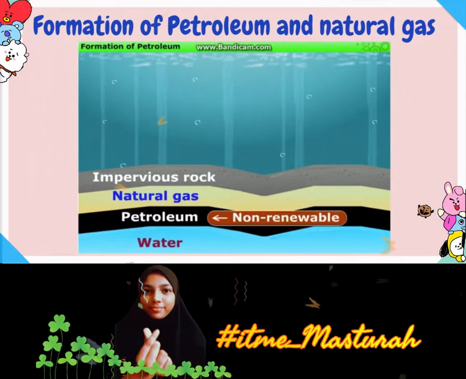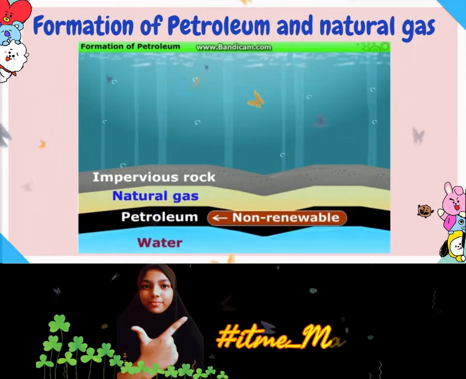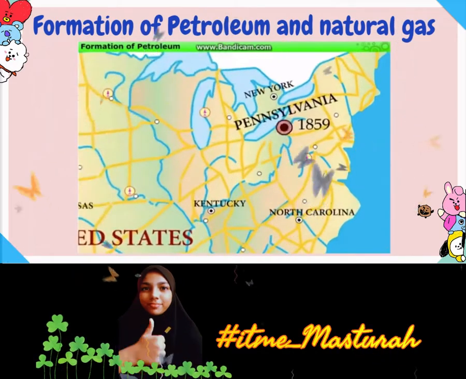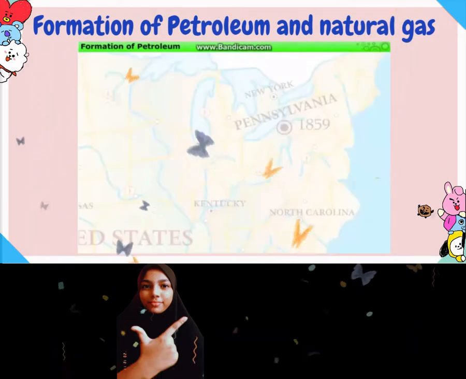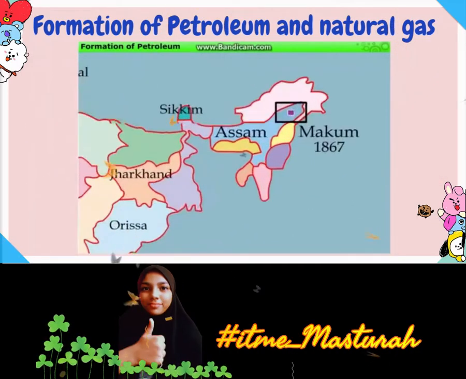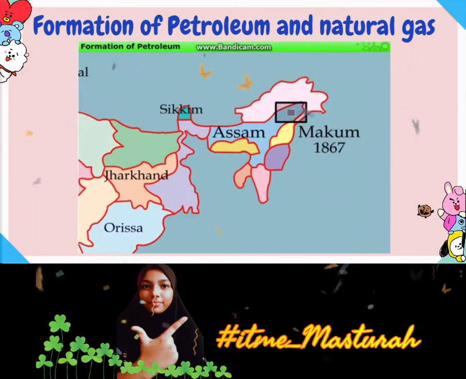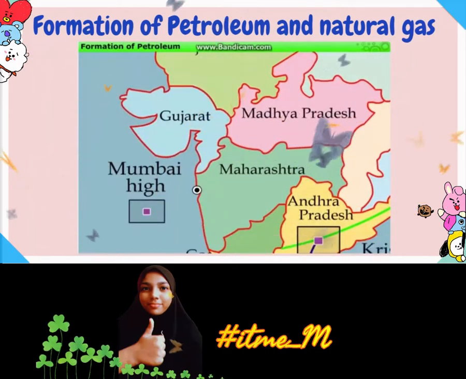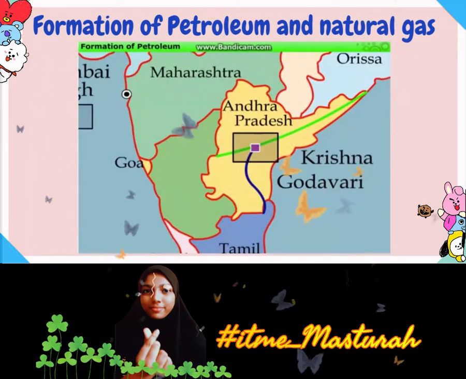Petroleum is a non-renewable resource and is used on a very large scale. The world's first oil well was drilled in Pennsylvania, USA in 1859. About 8 years later, that is, in 1867, oil was found at Makkum in Assam. In India, oil is also found in Gujarat, Mumbai, and in the basins of Godavari and Krishna.